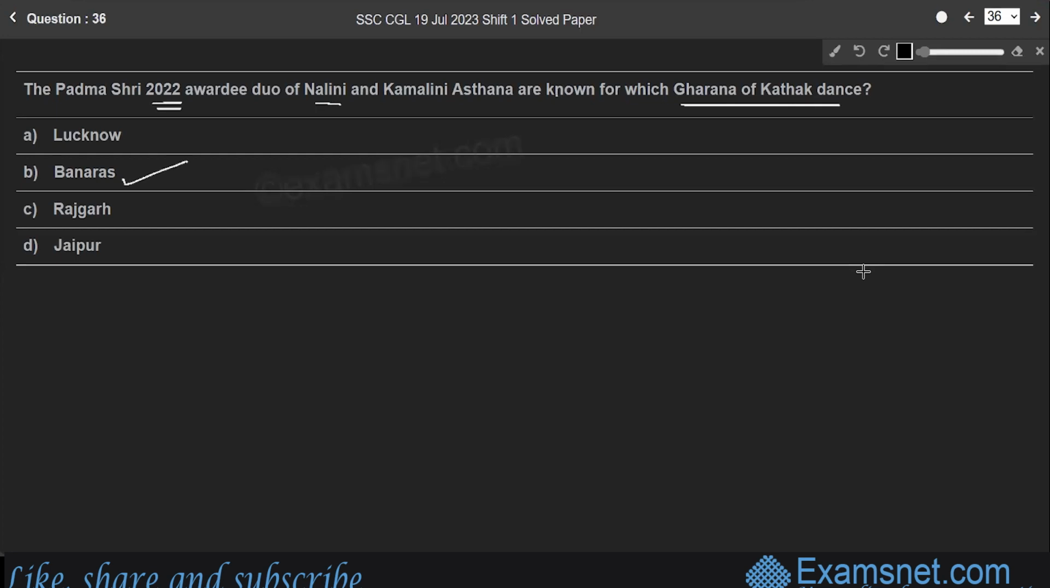They are also known for their contributions to the popularization of the Banaras Gharana style of Kathak, both in India and abroad. In 2022, the Government of India conferred the Padma Shri Award, the third highest award in the Padma series, on Kamalini Asthana and Nalini Asthana for their distinguished service in the field of art. The award recognizes the acclaimed Kathak dancer duo from Agra, known for teaching and propagating it globally. Therefore, option B is the right answer.